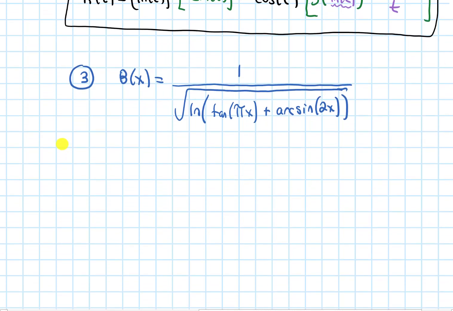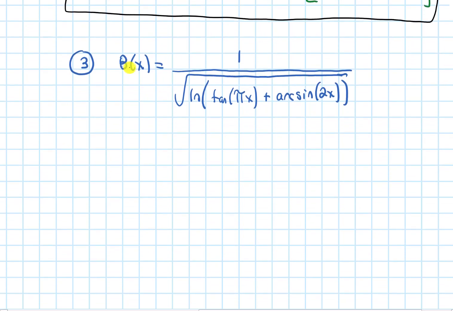All right, so let's do example 3. So I'm slowly upping the difficulty on these. All right, so we have b of x equals 1 over this massive square root, inside of which we have ln of tangent of pi x plus arcsine of 2x. So the tangent and this arcsine are all inside that ln.